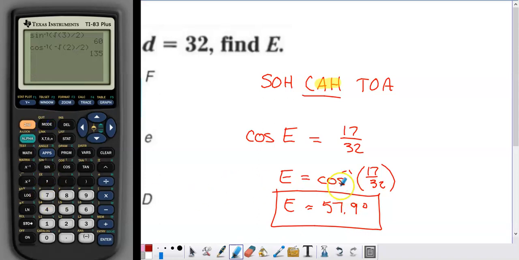Now we're going to fire in inverse cosine of 17 over 32. So inverse cosine is above the cosine key. So inverse cosine of 17 over 32. Close that set of grouping symbols that it gave us. And there we go. I rounded that to the nearest tenth, so 57.9 degrees.